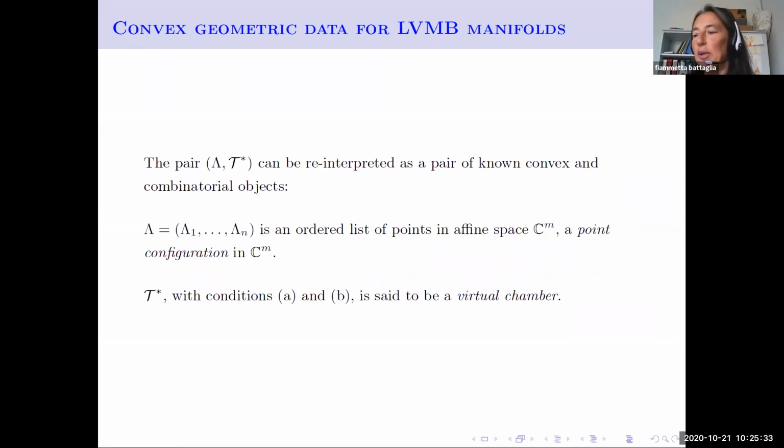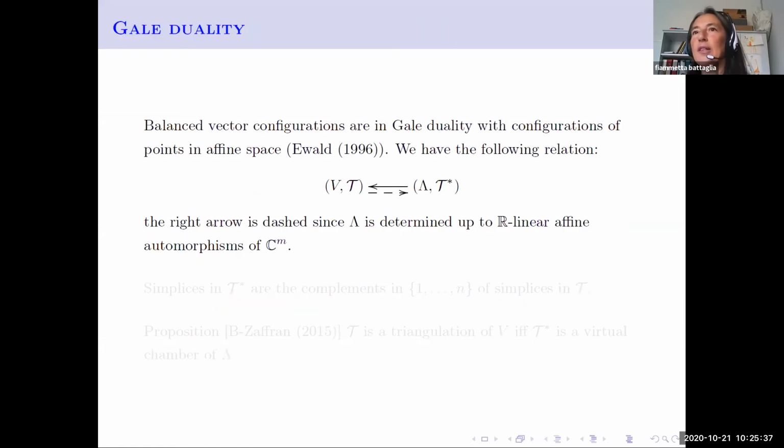Okay, so we have this pair, and now Gale duality comes to help us, because by an old result, we know that balanced vector configurations are in Gale duality with configurations of points in an affine space. So we have this relation that is Gale duality, where the right arrow is dashed since the point configuration is determined up to R-linear affine automorphism of C^m. This is because when we really construct, by hand, we compute Gale duality, we make choices. We make choices also on the reverse arrow, but this gives ambient isomorphic vector configurations, so it's all right.